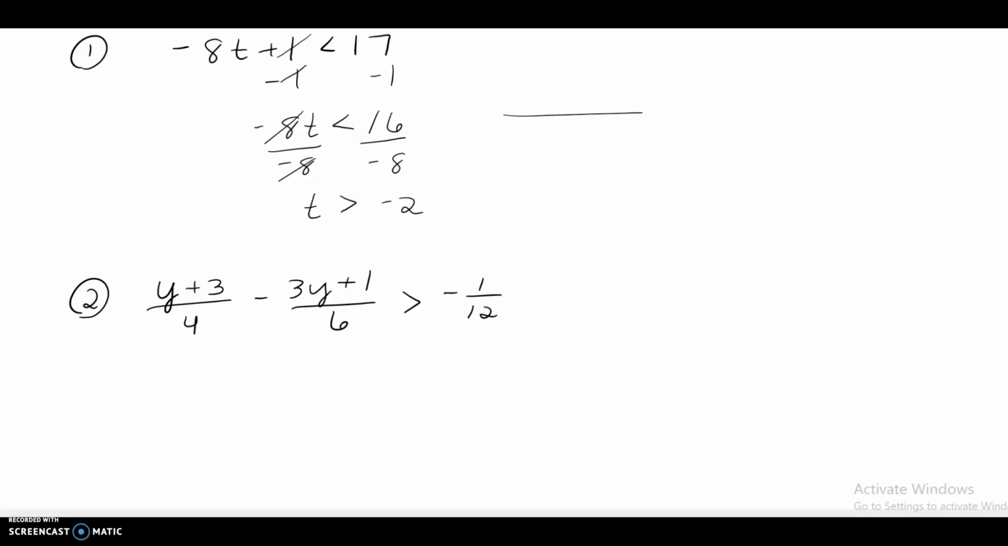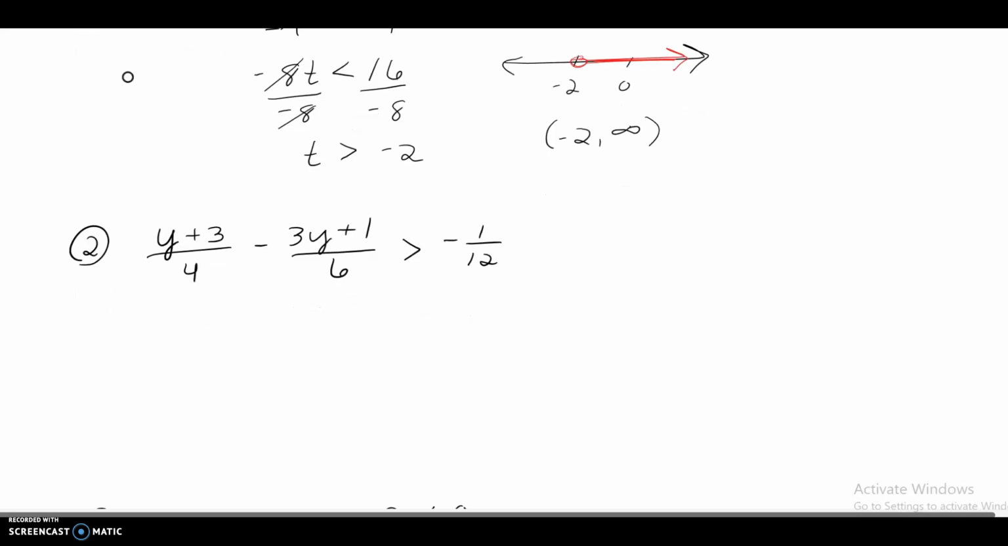Okay, and so just as a reminder, if I have negative 2 here, and let's say 0 is here, this would be an open circle, and then I would go to the right on a number line graph. So in interval notation, that would be parentheses negative 2 to infinity. Okay, so let's keep going to the next one here.